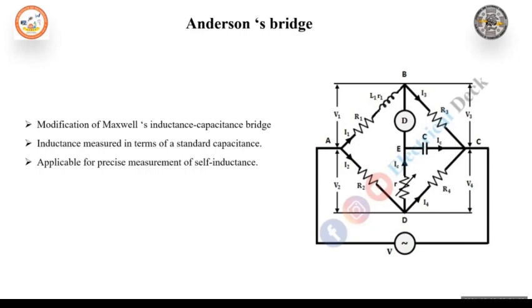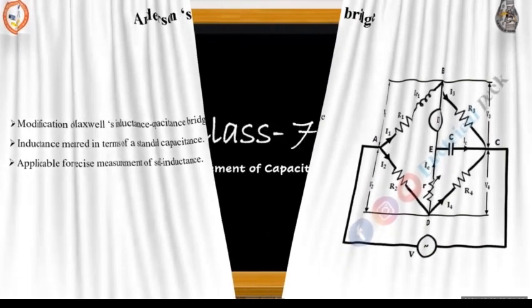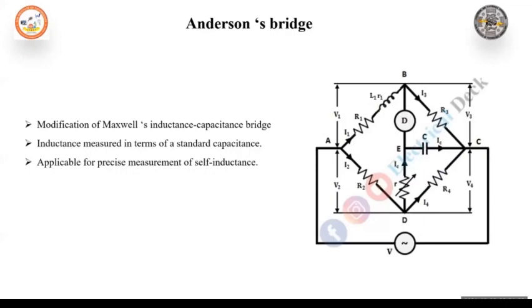Both are true. So to find the balance equation, we have to transform the star formed by R2, R4 and R into its equivalent delta form. By doing that, we land up with the expression for Lx. Lx is equal to C R3 into R5, whereas R1 is equal to R3 into R5 by R6.